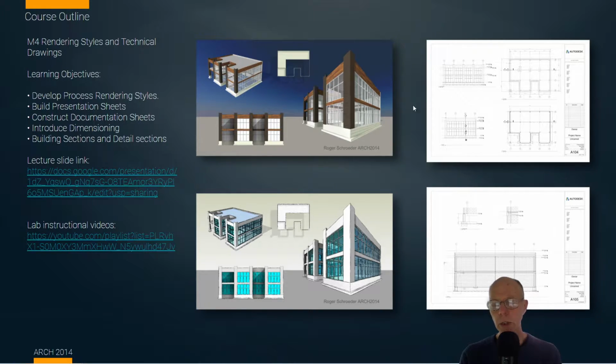At the same time, we look at the technical drawings that are produced with the same BIM model. We develop our floor plans and our foundation plans. We develop some elevations. We learn how to lay them out on a sheet. We then cut some section cuts through the building and learn how to detail specific components in that section cut.